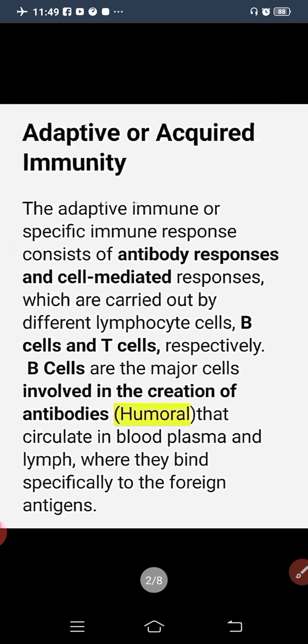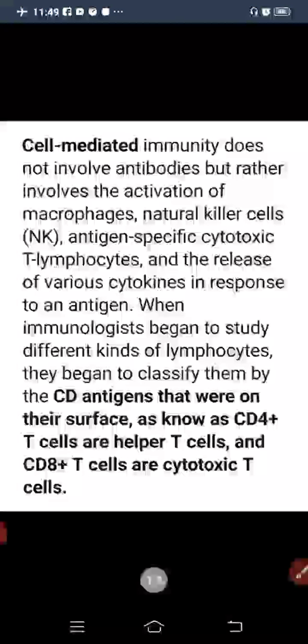In acquired immunity or adaptive immunity, as we know, the adaptive or specific immune response consists of antibody responses and cell mediated responses, which are carried out by different lymphocyte cells, B cells and T cells respectively. B cells are the major cells involved in the creation of antibodies, that is humoral immunity, that circulate in blood plasma and lymph, where they bind specifically to foreign antigens.